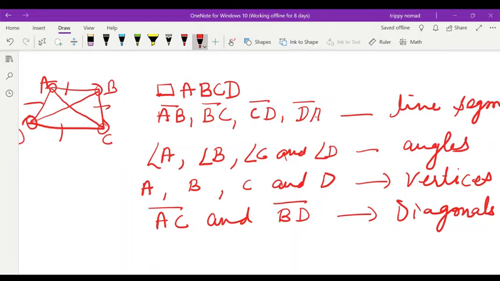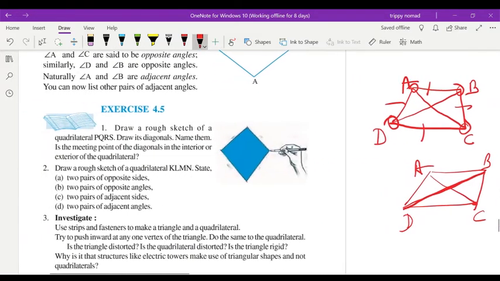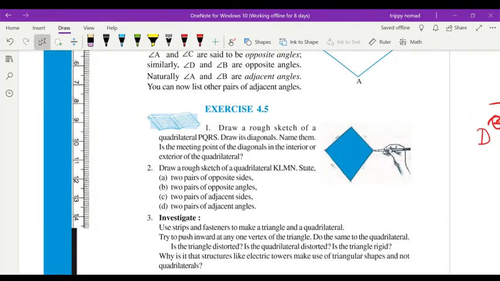So once again I am showing you, diagonals are this one. Alternately, A, B, C, D. So AC and BD, these are the diagonals. So let us start with the questions. First question.